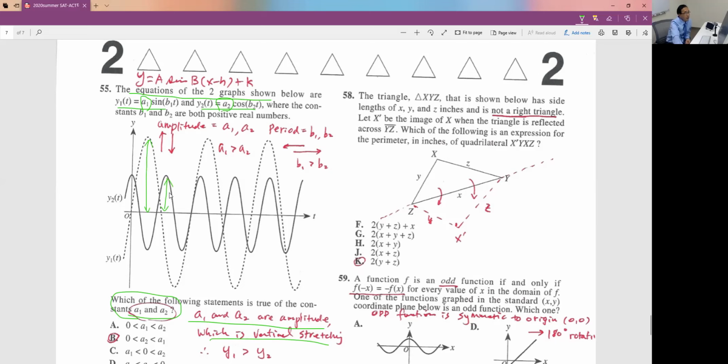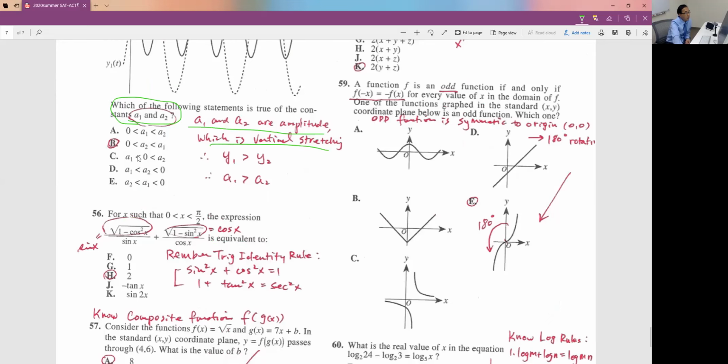So obviously you're going to have a1 greater than a2. So the answer for this one should be a1 is greater than a2. So B will be the answer.